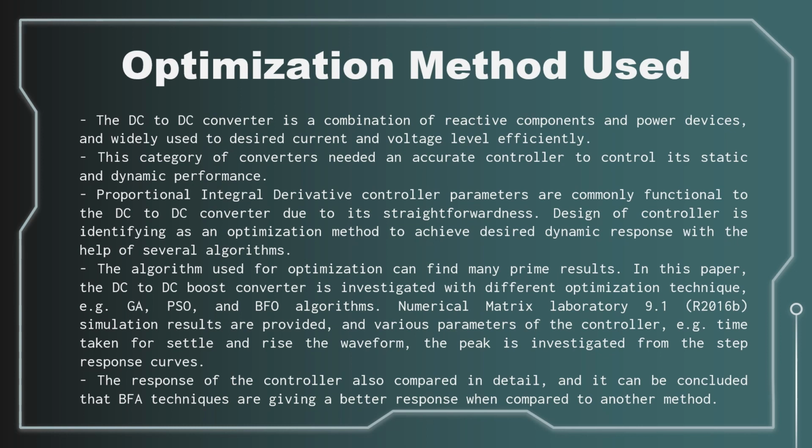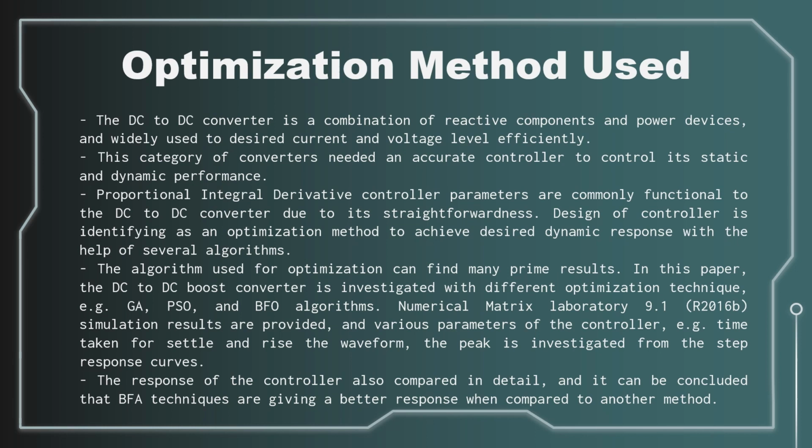I will present about the optimization method used. The DC to DC converter is a combination of reactive components and power devices and is widely used to obtain the desired current and voltage level efficiently. This category of converter needs an accurate controller to control its static and dynamic performance.